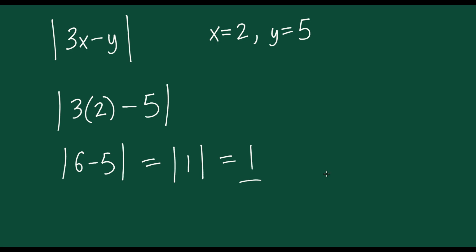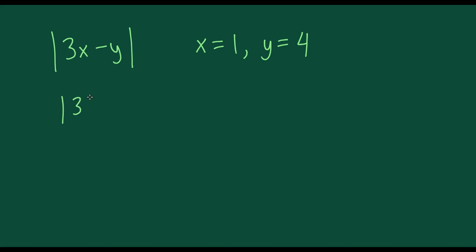All right, now let's switch the 2 and the 5, so 3x minus y with a different set of numbers. So now, what if x is 1 and y is 4? All right, so let's plug in 1 and 4 for x and y. So we have the absolute value of 3 times 1 minus 4.